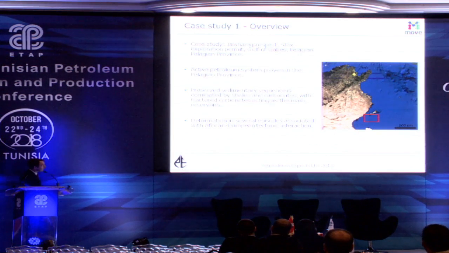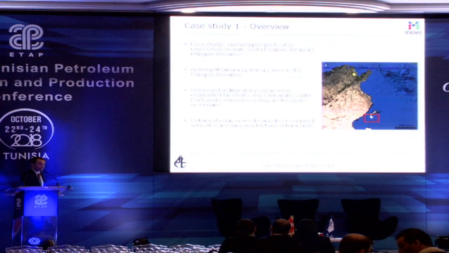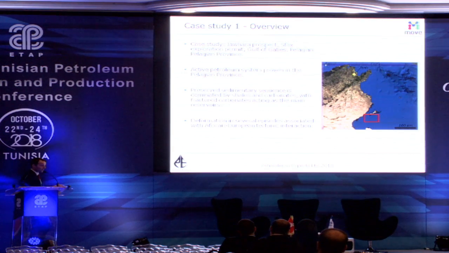The first one is from the Gulf of Gabes, and this is some work that we did with DNO Tunisia, which is now obviously Panoro, working with Hedi and Mohamed Alouche, who some of you may know. And the prospect is the Jawhara prospect and the Sfax permit, which is approximately here. I'm not going to go into the stratigraphy because we've seen the stratigraphy of Tunisia in probably every talk so far, and the deformation was something that we modeled as well, and it obviously occurred over several episodes associated with the interaction of Africa and Europe.